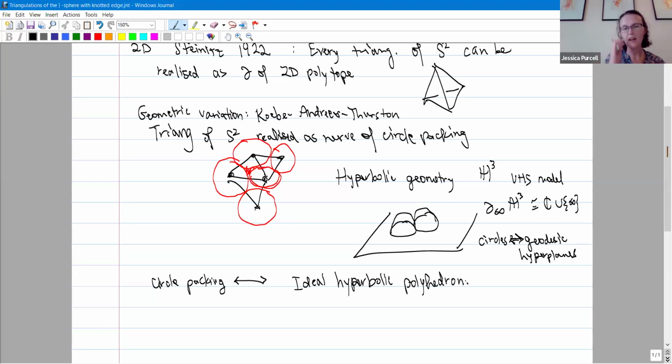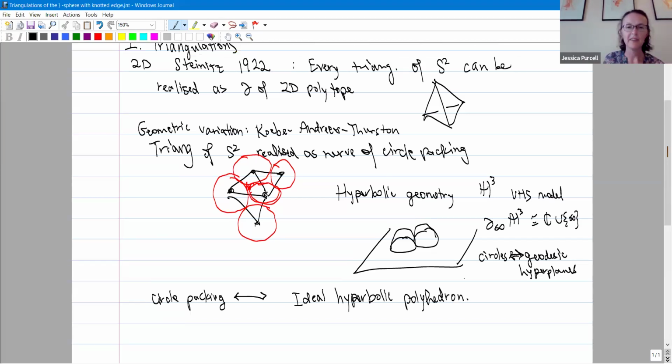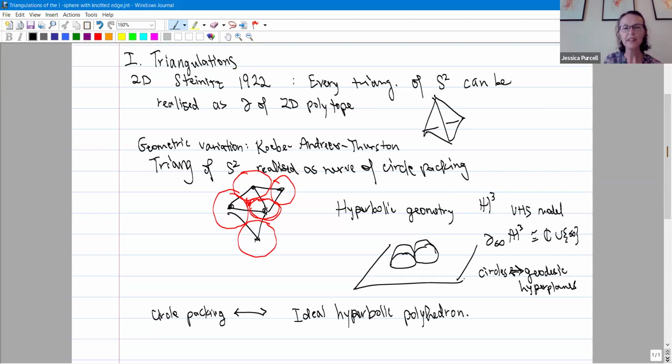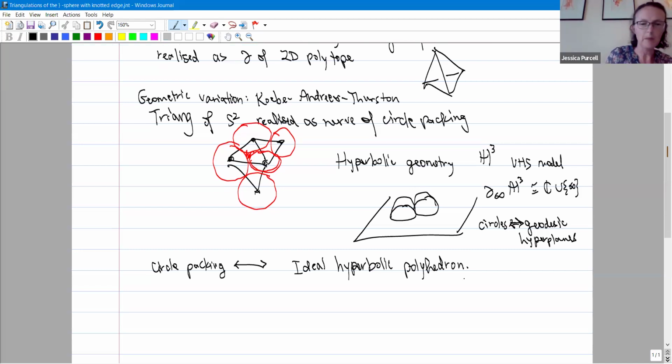Okay, so every triangulation of the two-sphere, in other words, is very nice. Combinatorially, it's realized as the boundary of a two-dimensional polytope. Geometrically, you can make this polytope hyperbolic, and you can put all the vertices at infinity. That's what it means to be ideal. And so this is all pretty well known. So 2D triangulations are nice. That's the summary of this.